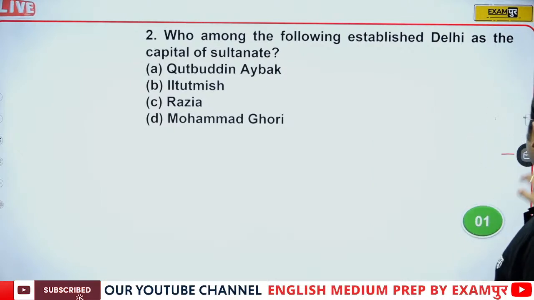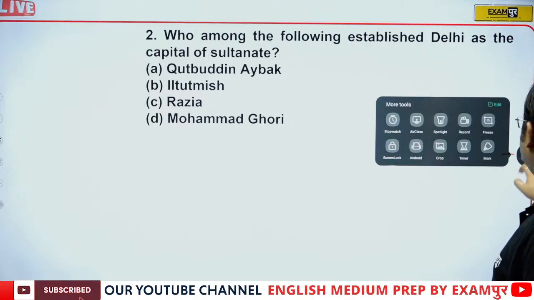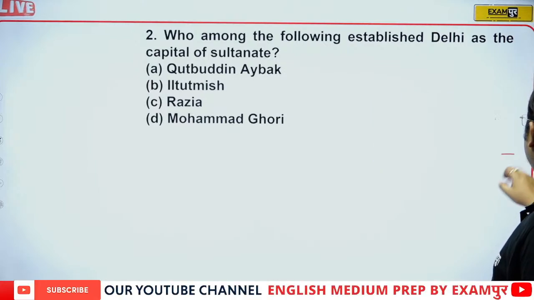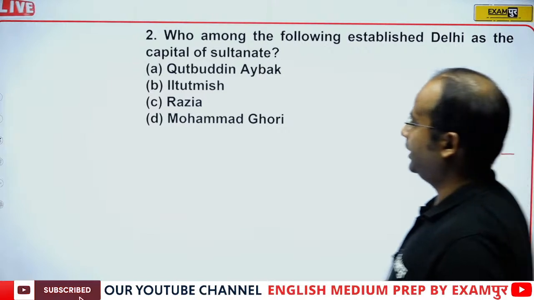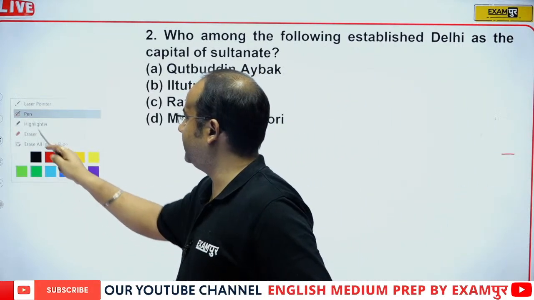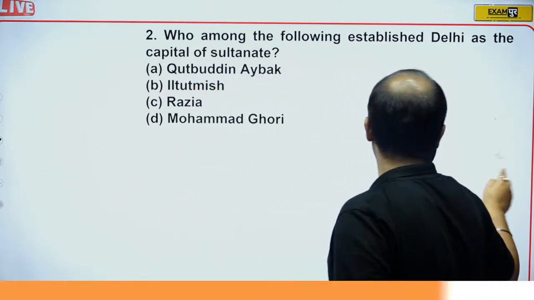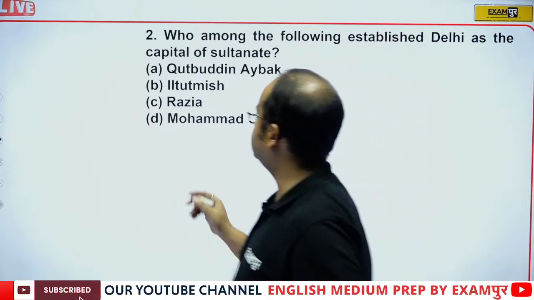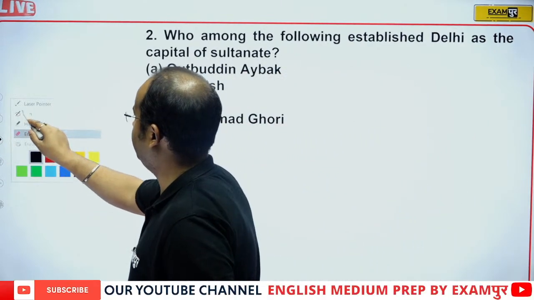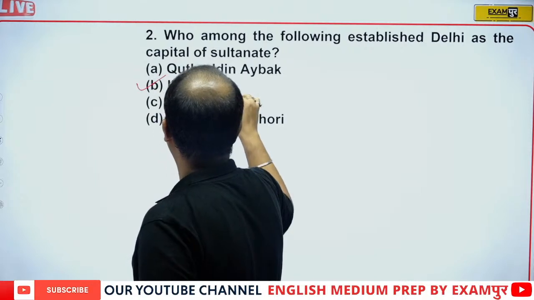Who among the following established Delhi as the capital of the Sultanate? Okay, guys, so who among the following established Delhi as the capital of the Sultanate? Now, for this, the correct answer will be option B, that is Iltutmish.